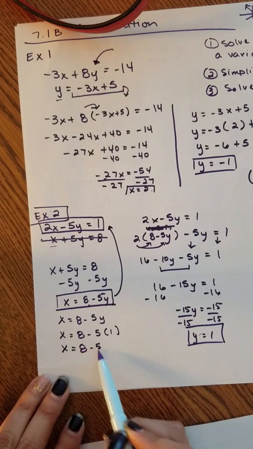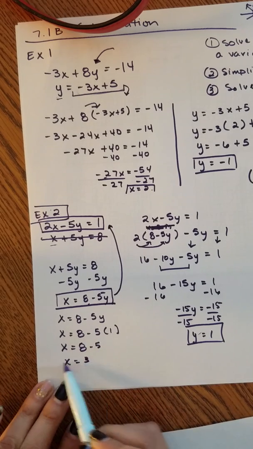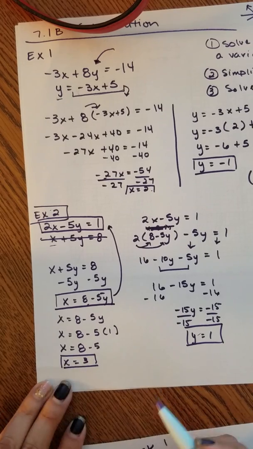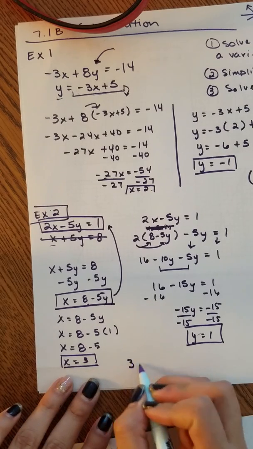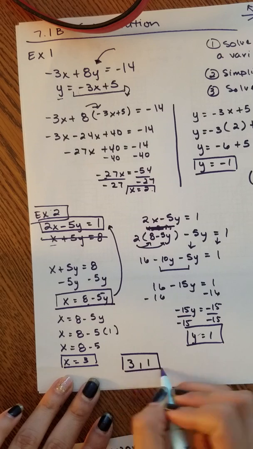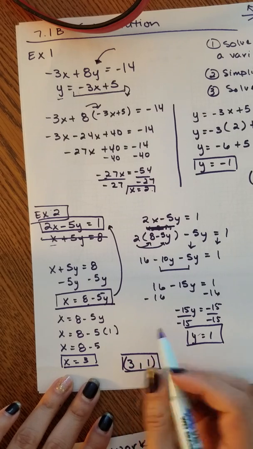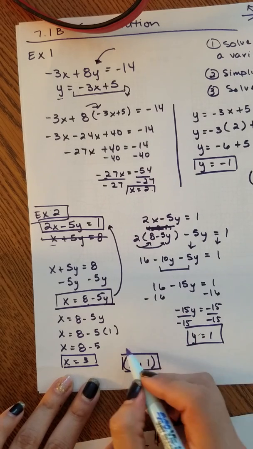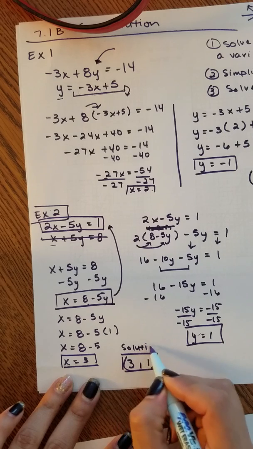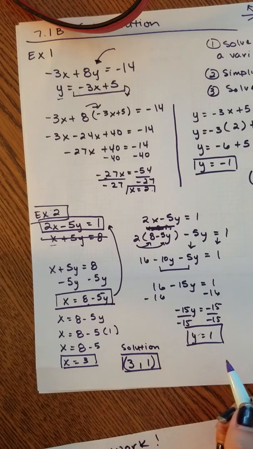8 minus 5. X is equal to 3. Okay, so our solution here is 3, 1. That's your answer. It's the point 3, 1. That is the point where the two lines will intersect. It's important that you know that.